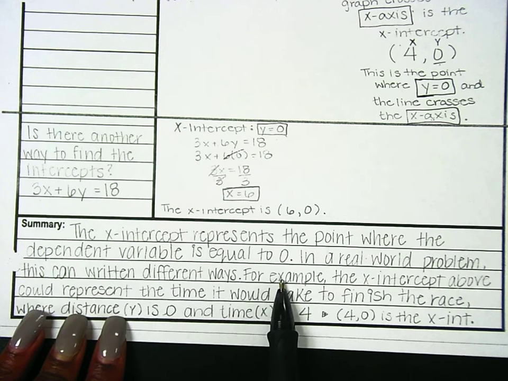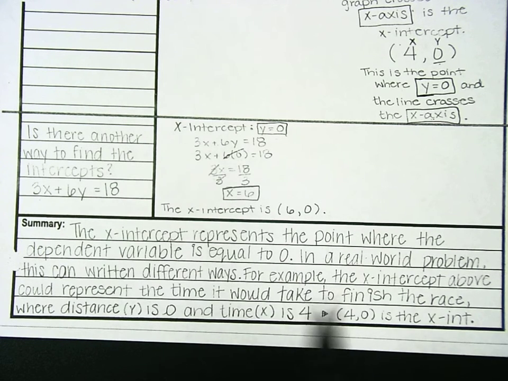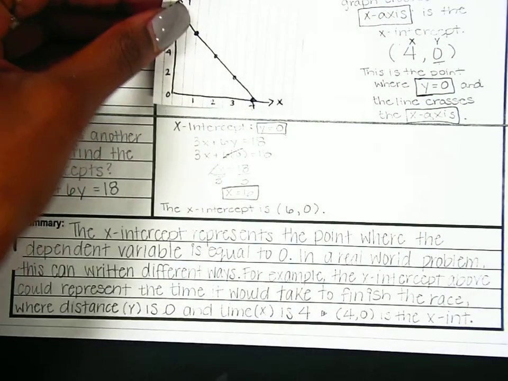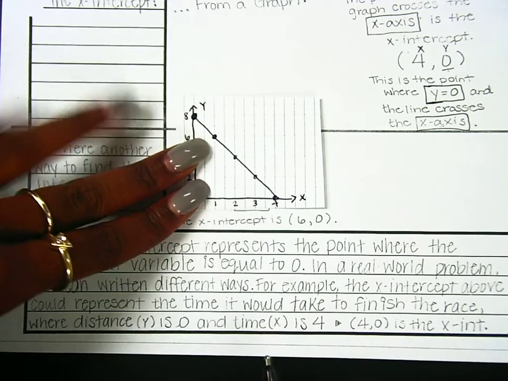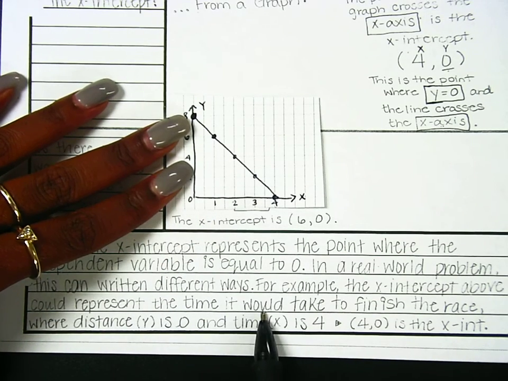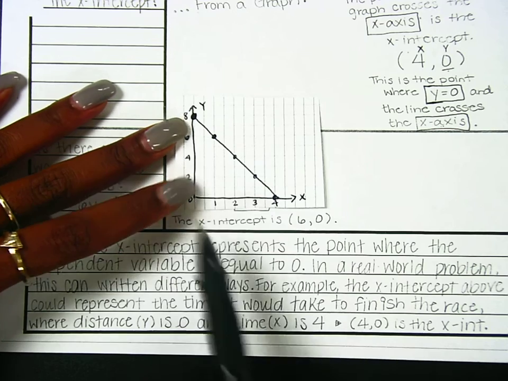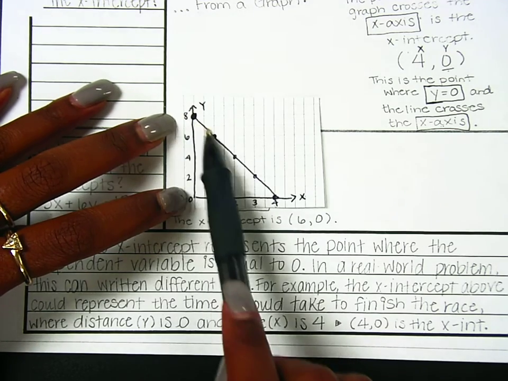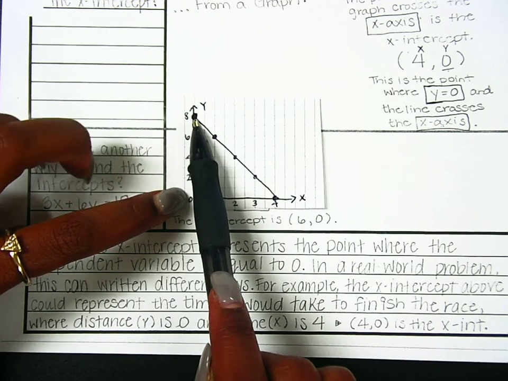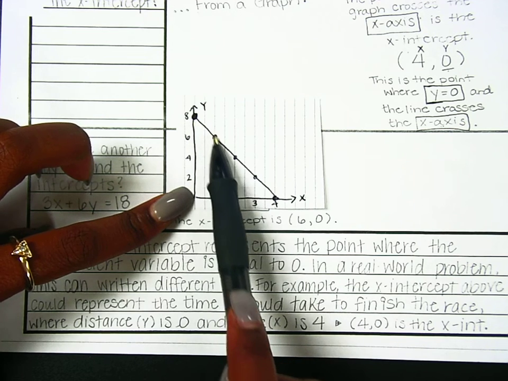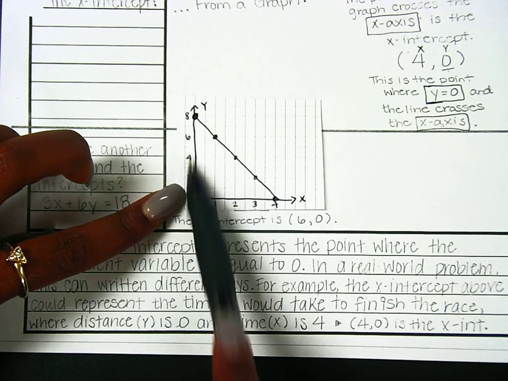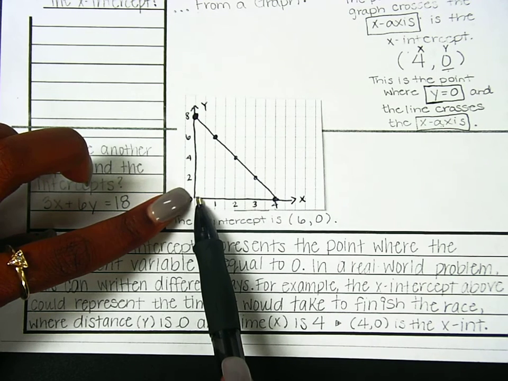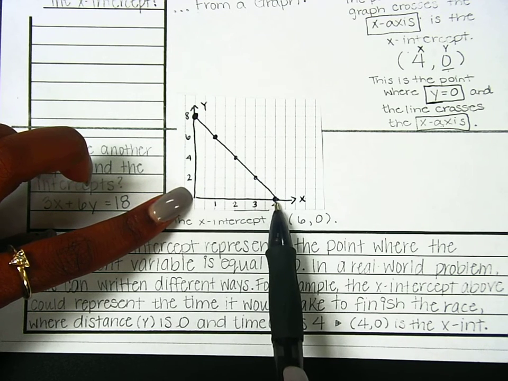For example, the x-intercept of our graph could represent the time that it would take to finish a race. So for example, if this is us running and we are 8 miles away from the finish line, how many hours do you think it would take us to run and finish the race? Well, that means that our distance, which is here, would have to be equal to 0. When is that equal to 0?